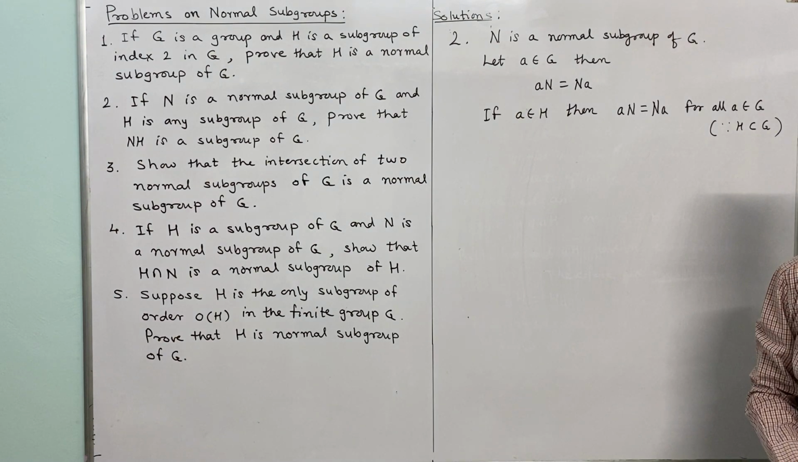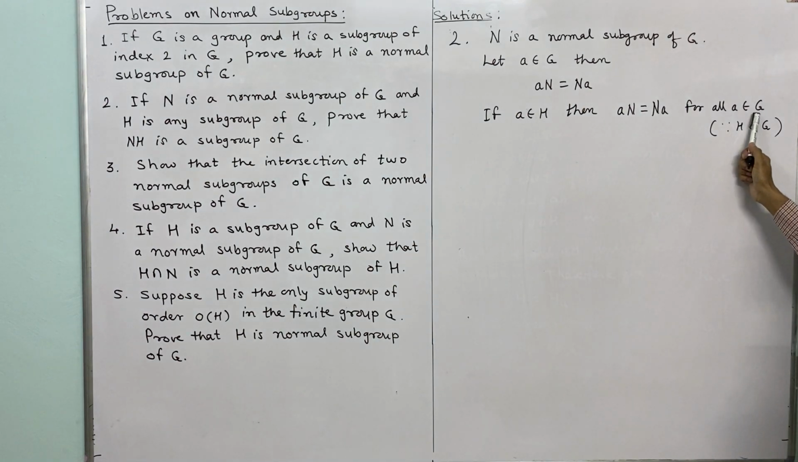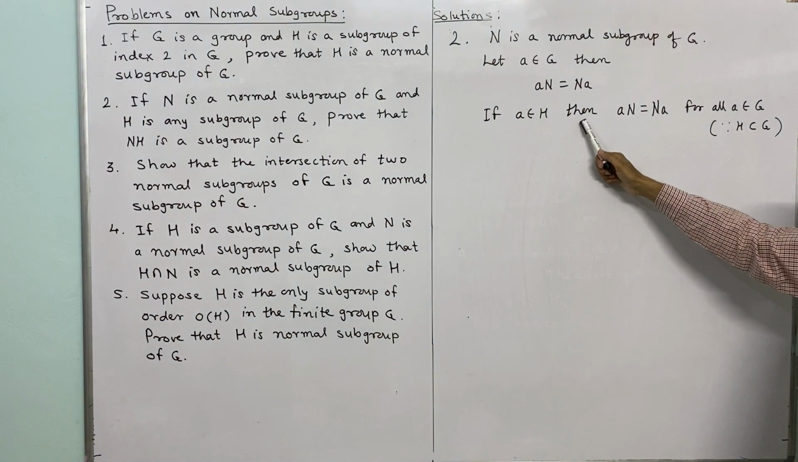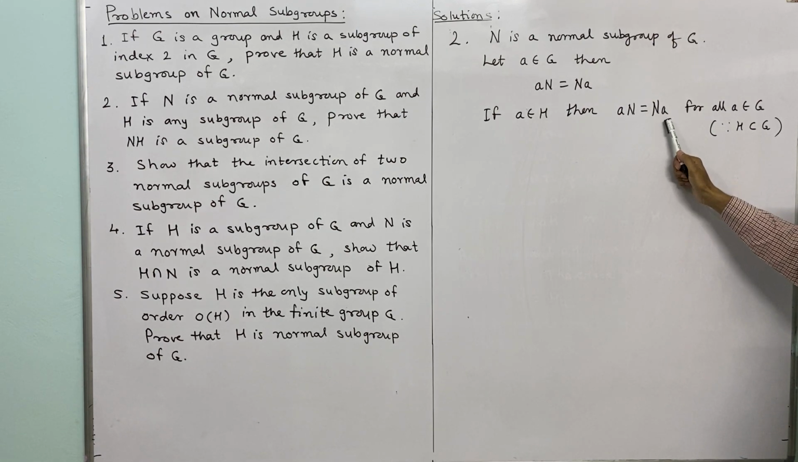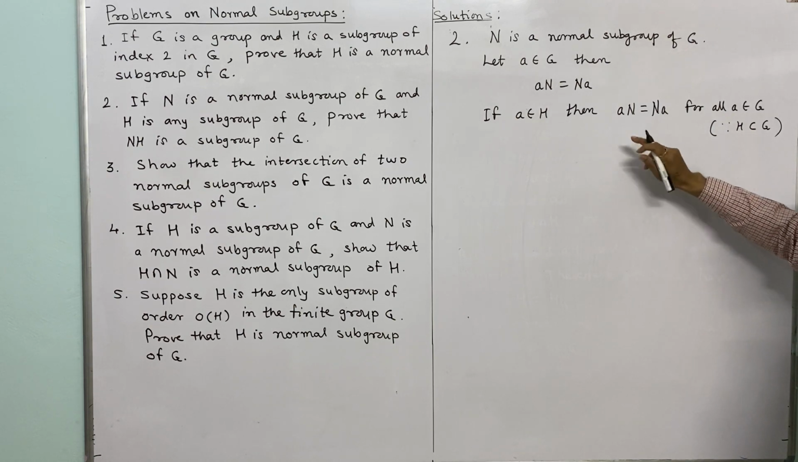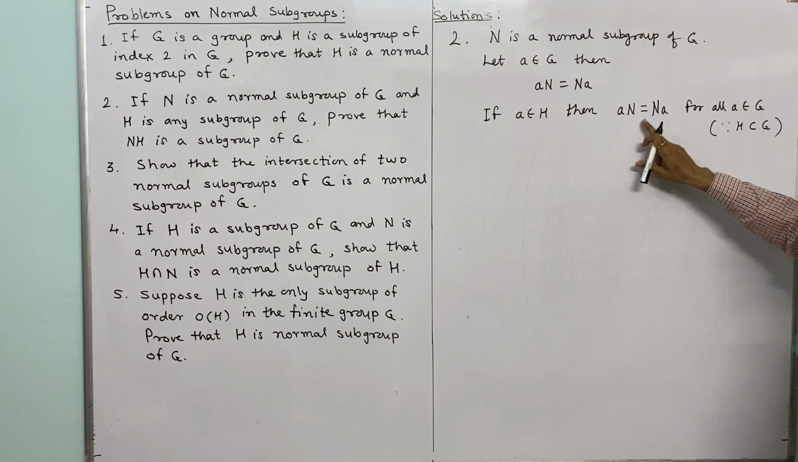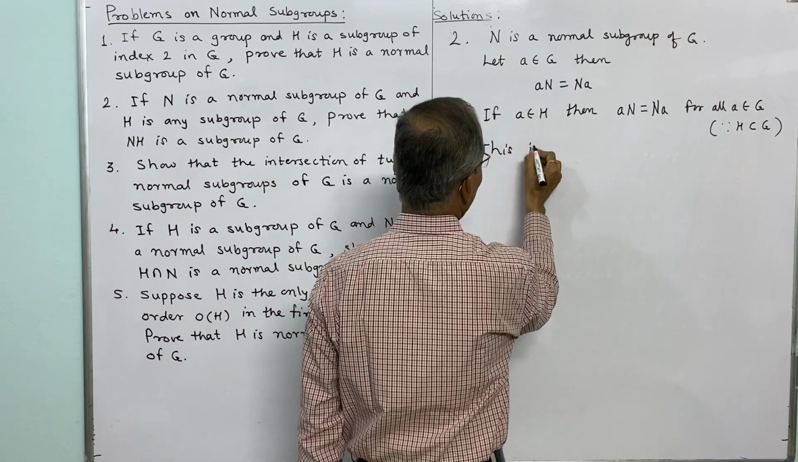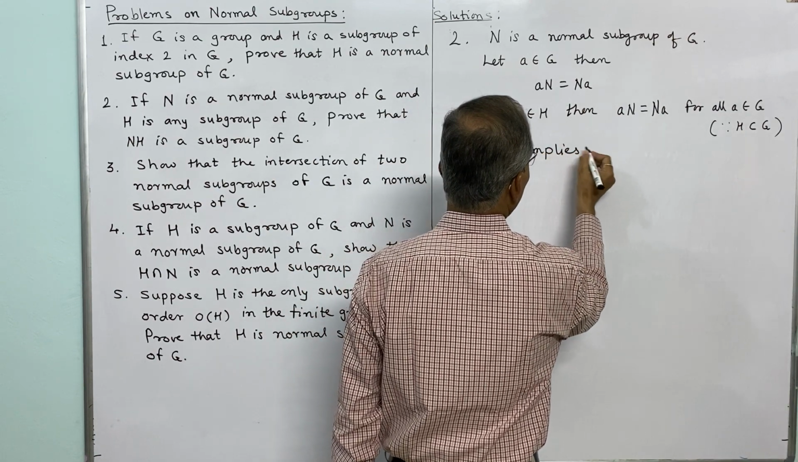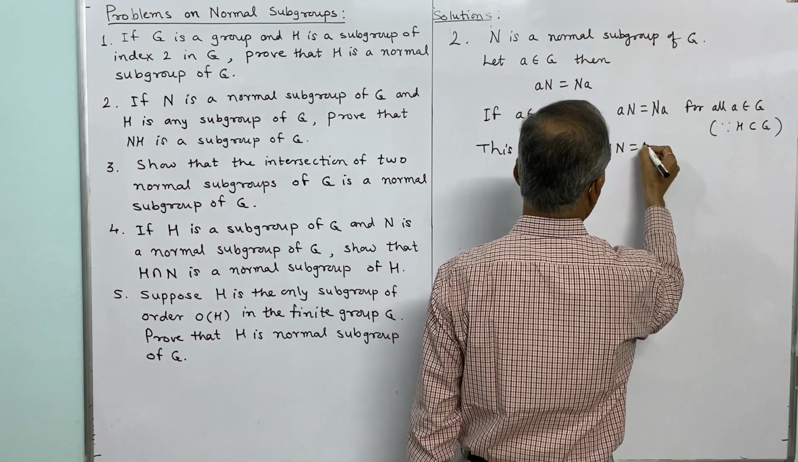H is a subgroup of G means H is a subset of G. If an element a is in H, then the element a is in G. So therefore we have, if a belongs to H, then aN is equal to Na. Now you see, for every a belongs to H, this is aN, which is equal to Na. So this implies the set HN is equal to NH.